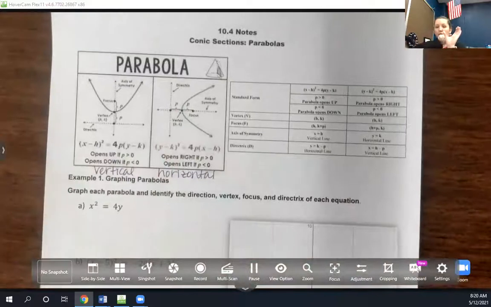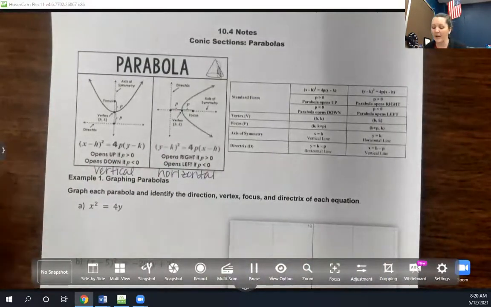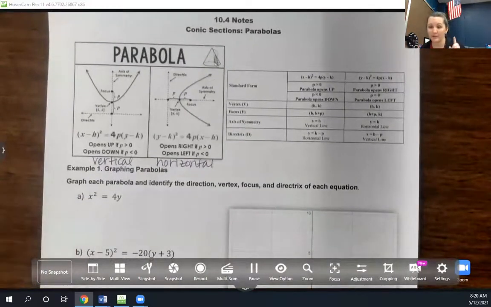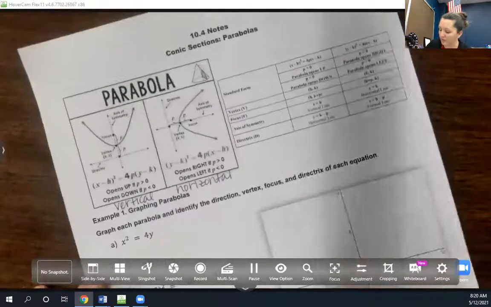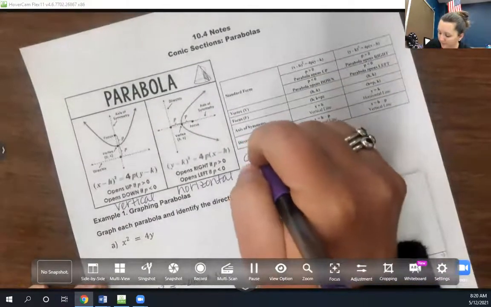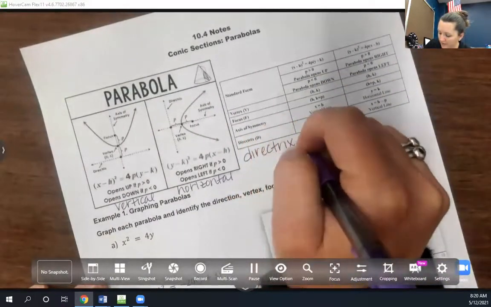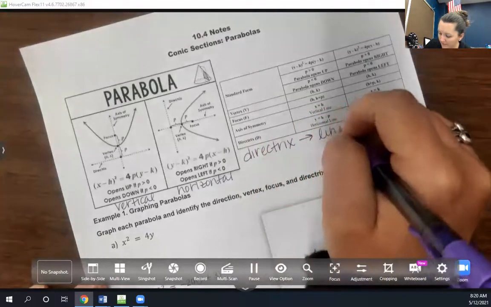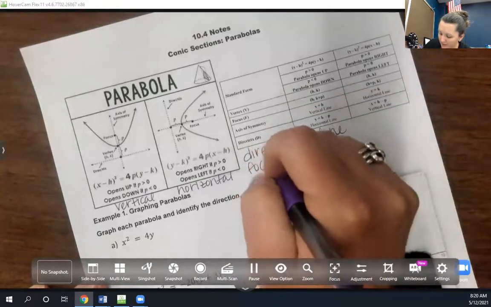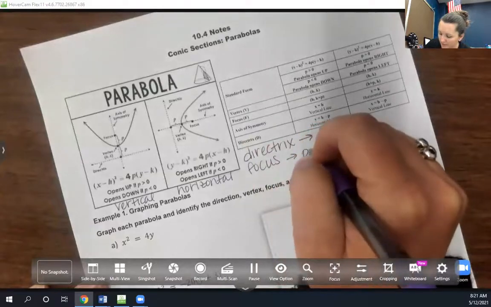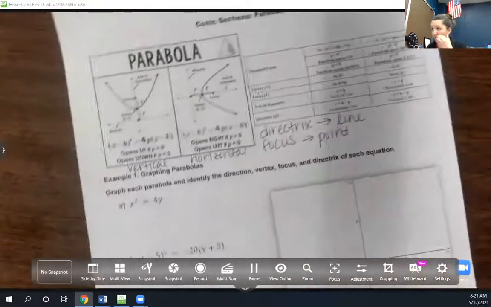So your focus is going to be inside your parabola, where your directrix is the line outside your parabola. So a couple of notes there. Your directrix is a line and your focus is a point. So keep that in mind as we're going through these examples.